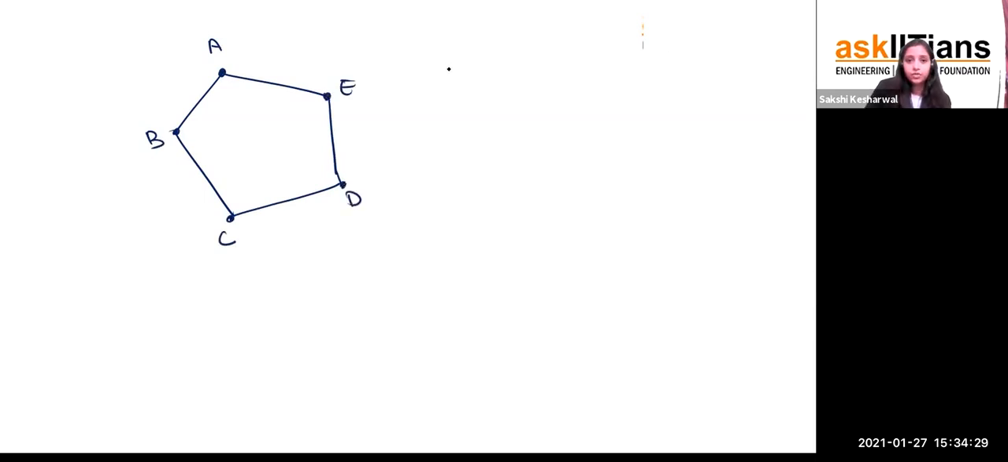I'll give you one more example of another figure, just to make the diagonal things clear. I'll make a figure like this, like this, like this, like this, and like this, right? So this is a polygon with five sides. So A, B, C, D, and this is E. Now you have to find the number of diagonals. How many diagonals are there?